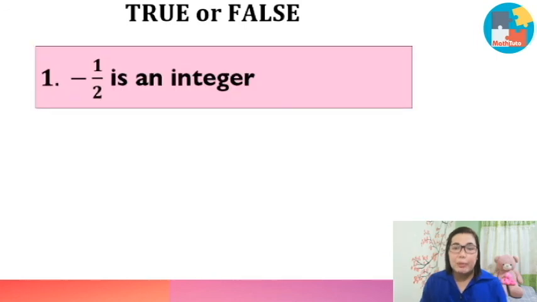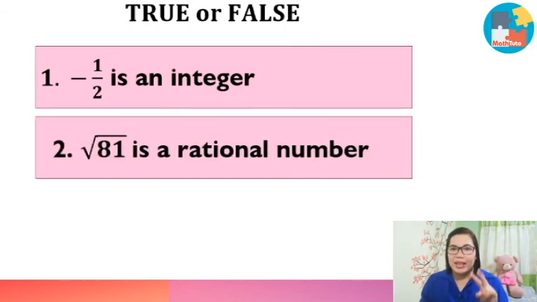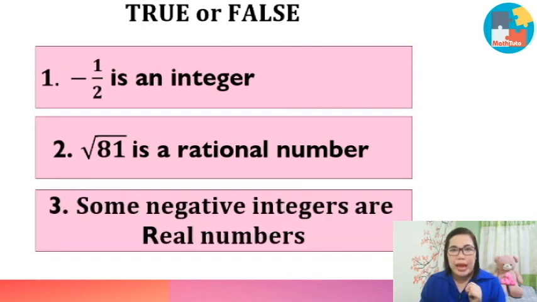So, let's start. Number 1, we have negative 1/2 is an integer. True or false? Number 2, square root of 81 is a rational number. True or false? Number 3, some negative integers are real numbers. Okay, I hope that you get it.